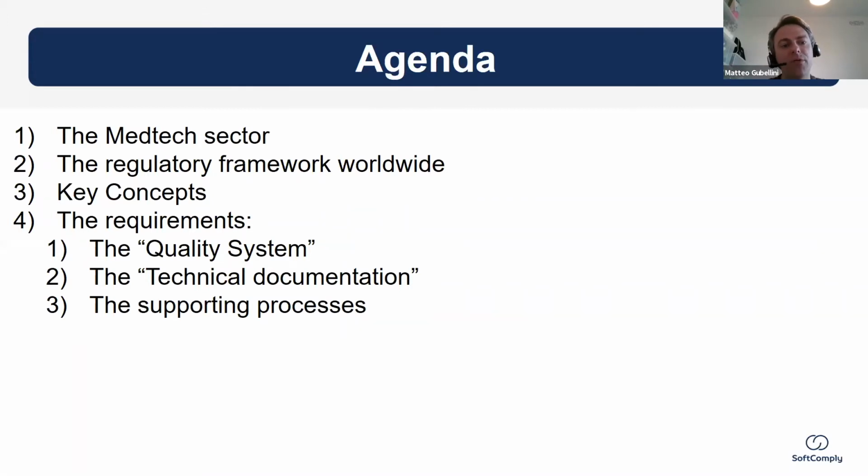in the second half on the key requirements of what is the quality system, technical documentation, and the other supporting processes. Then we're going to cover, in the last probably third of the presentation, a way to implement a document management system and a quality system in electronic format to have electronic records and electronic signatures.